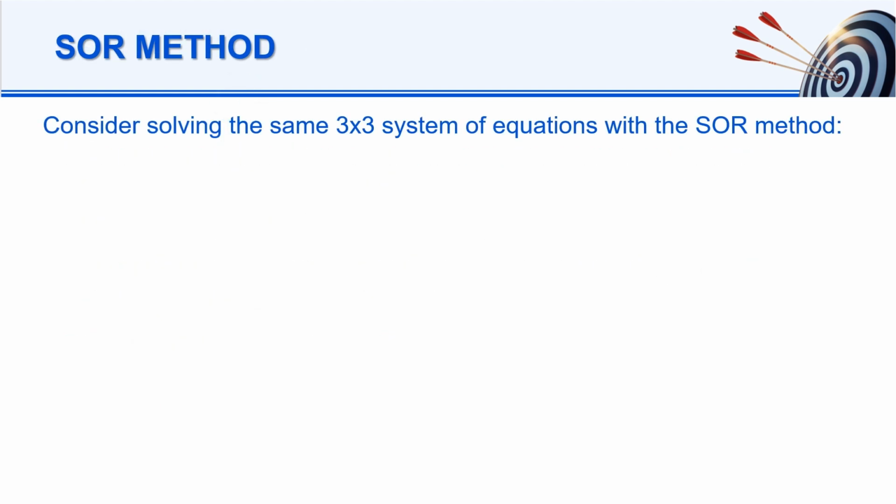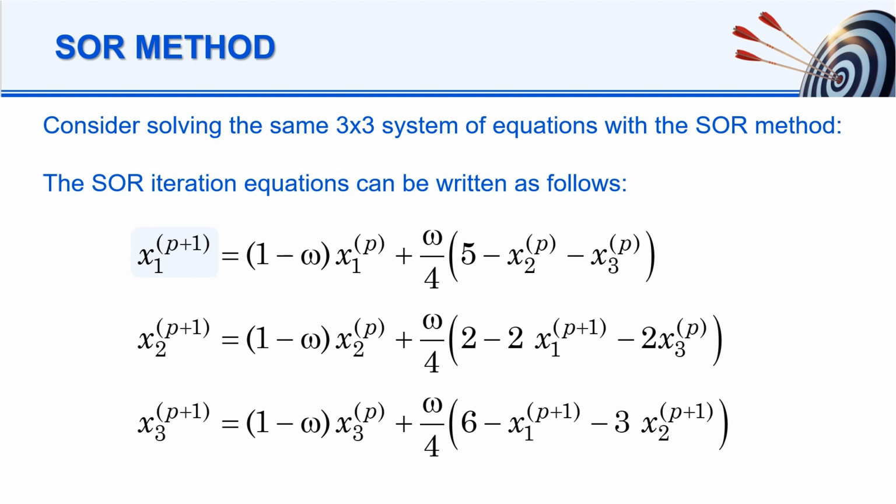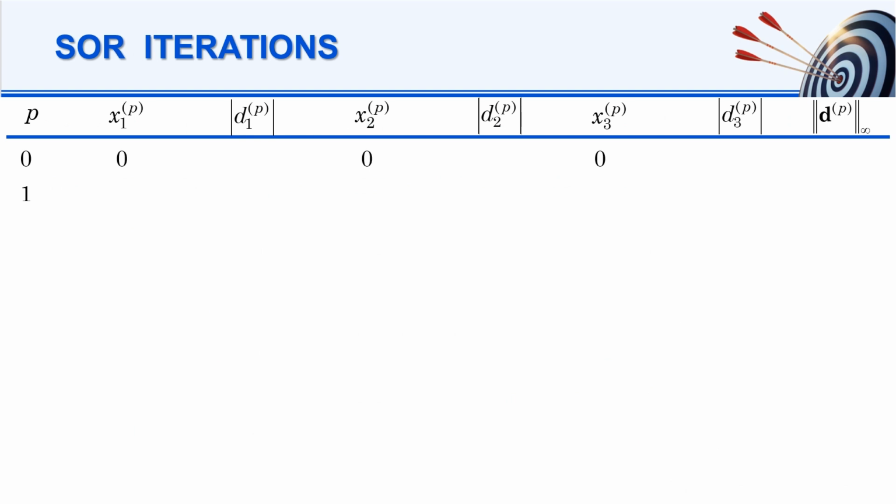Consider solving the same 3x3 system of equations with the SOR method. The SOR iteration equations can be written as follows. The second equation immediately makes use of the current estimate of x1 as it becomes available. The third equation also makes use of the current estimates of x1 and x2, which helps speed up the convergence of the system. The displacement is defined as usual. We will tabulate the estimates and the displacements as they are calculated. The first row estimates are initial values, which are set to 0.